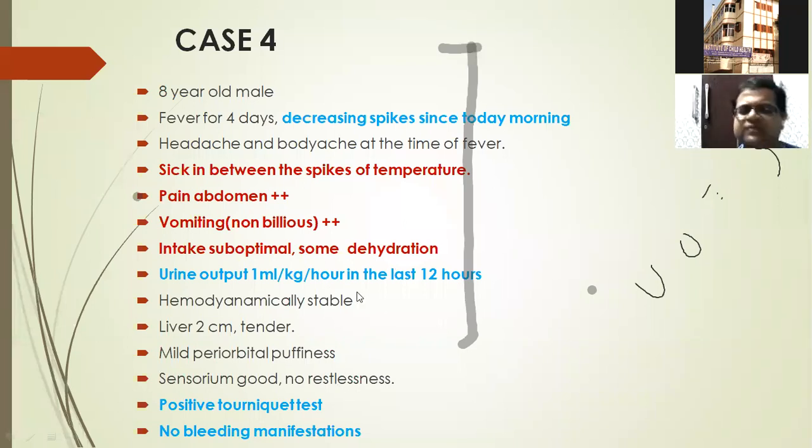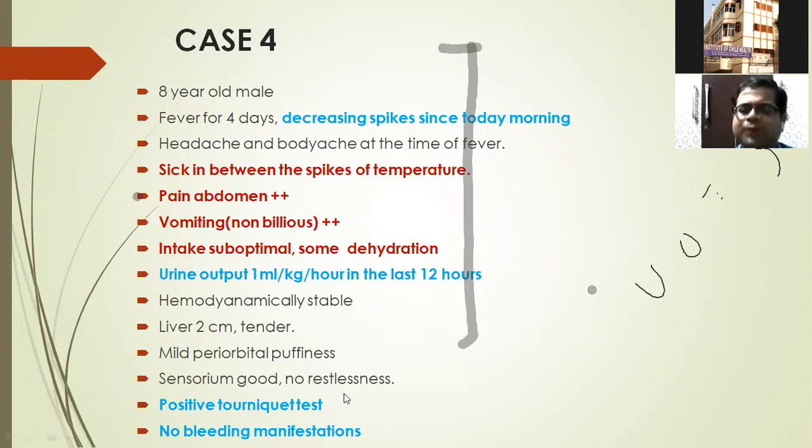And 3 new things are there. The urine output is 1 ml per kg per hour in the last 12 hours. The patient came in the emergency yesterday. The resident asked the mother to meticulously measure the urine output in the urine output pot. And the mother is coming and telling the doctor, my baby passed this amount of urine in the last 12 hours. And you have calculated that it is just 1 ml per kg per hour. It is adequate, just in case of dengue.